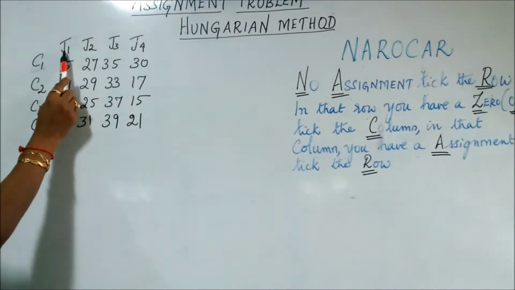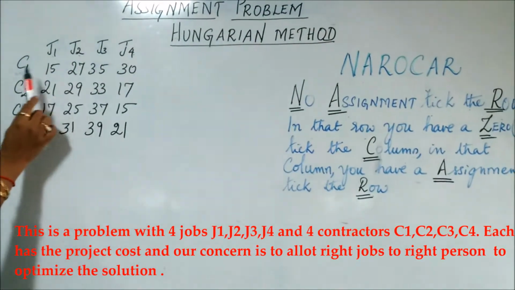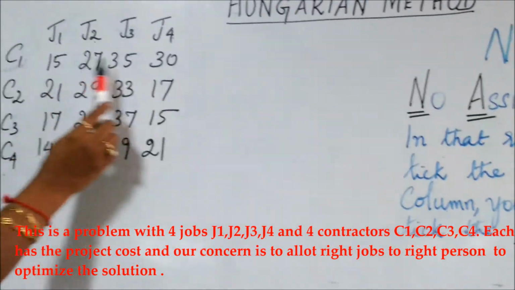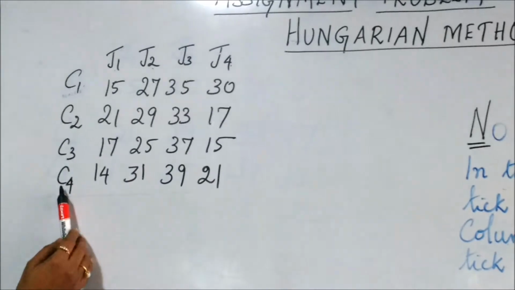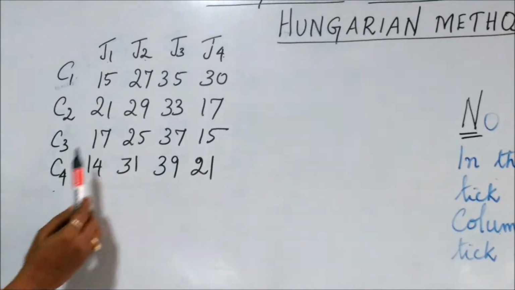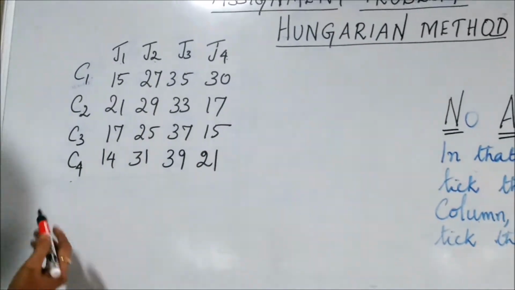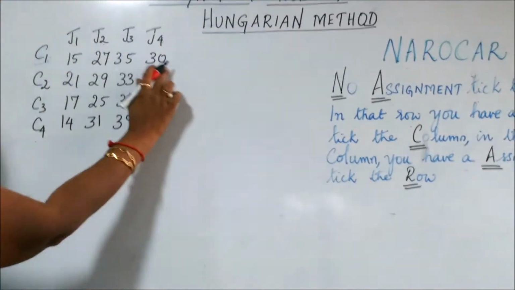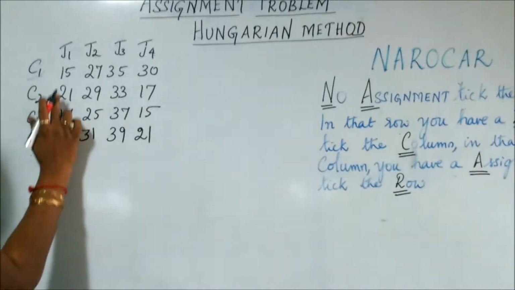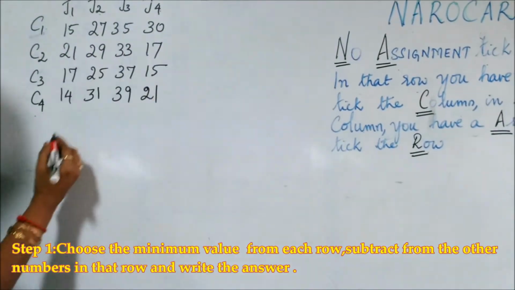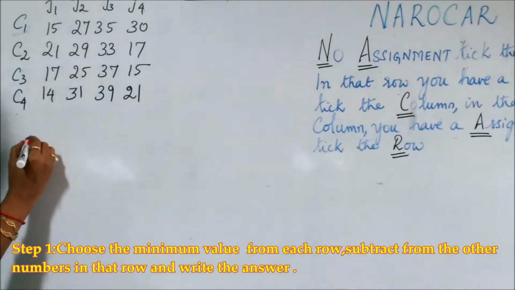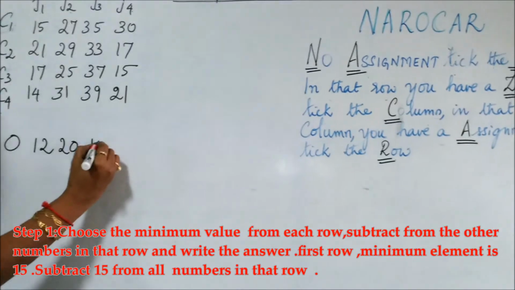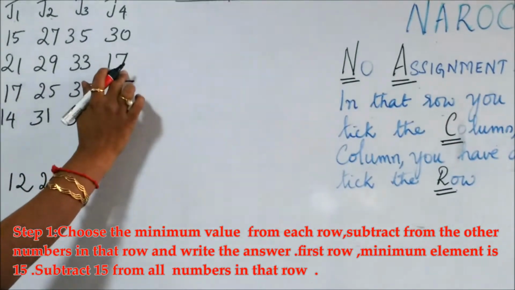The problem is with 4 jobs J1, J2, J3, J4 and 4 contractors C1, C2, C3, C4. The problem is to assign the right job to the right contractor and optimize the solution. Each cell has the project cost written. Step 1 is to choose the minimum element from the first row and subtract it from all the numbers in the first row. So I am subtracting 15 from all the numbers.